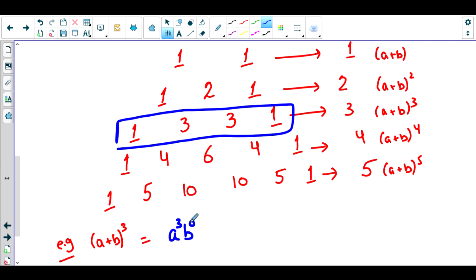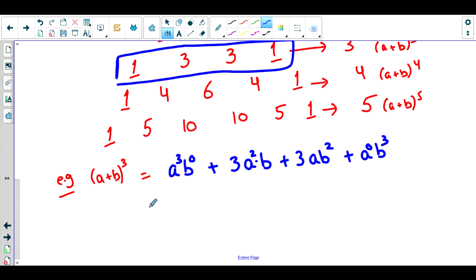Starting with the highest power, b0. Then next, this is 3. So I put here 3. Minus 1 from a, it will be a square. And b0, now it will be b1. Then 3. Reduce 1 from a, add 1 in b, b square. And then the last one: the coefficient is 1, so a will be 0 and b will be 3.